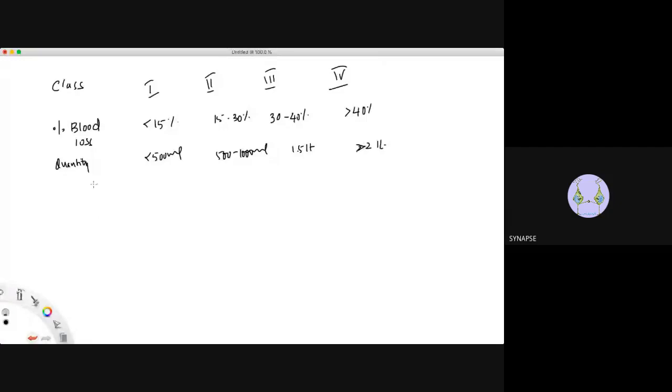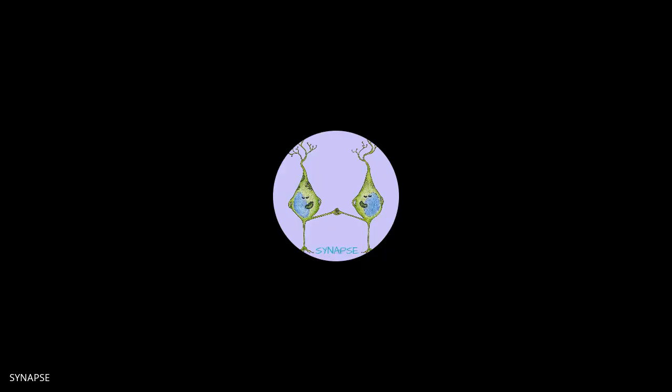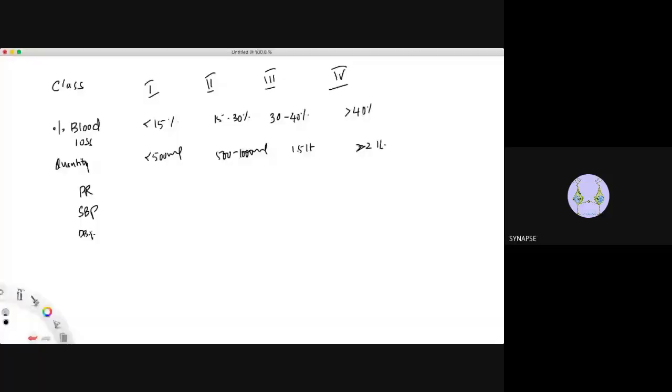And now let's look at the features of the different classes. We are talking about pulse rate, then the SBP, that is systolic BP, then diastolic BP. Then we are going to talk about the urine output, very important, and the mental status. And then what are we going to do about it? The management aspect.